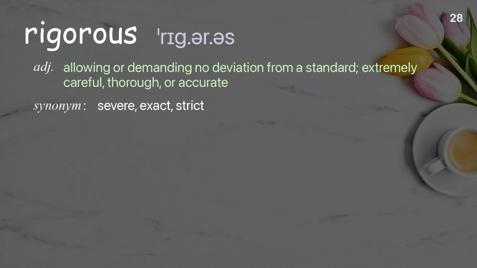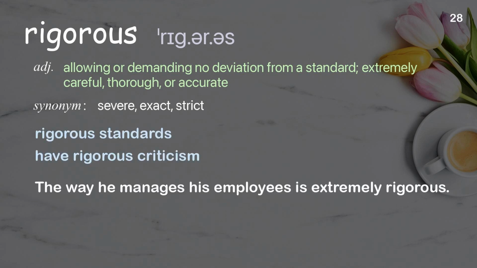Rigorous: Allowing or demanding no deviation from a standard; extremely careful, thorough, or accurate. Examples: Rigorous standards. Have rigorous criticism. The way he manages his employees is extremely rigorous.